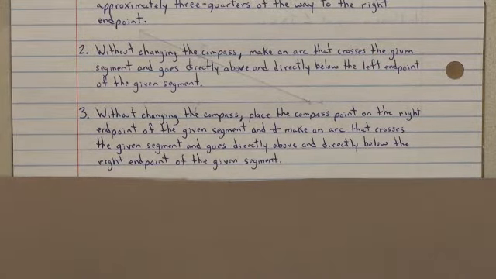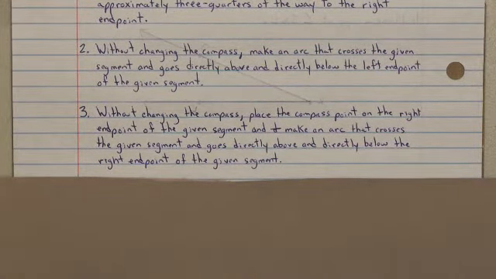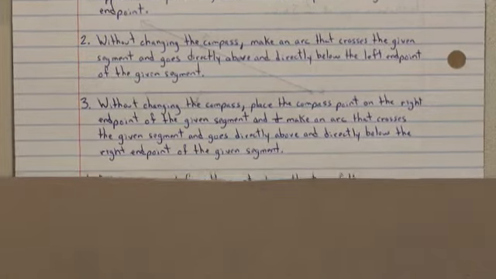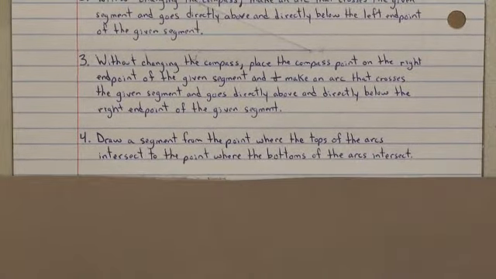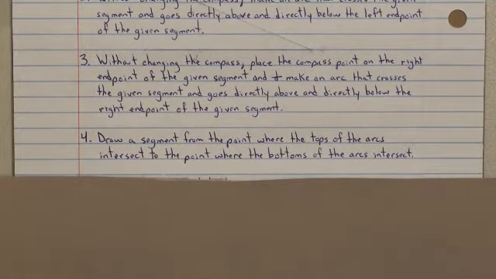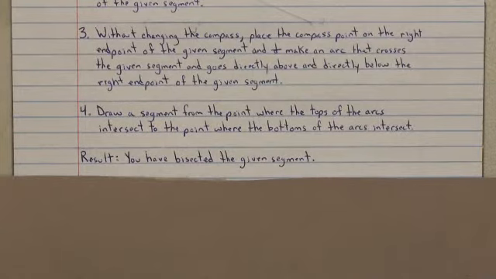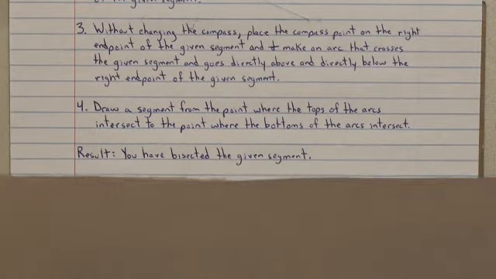Okay? Number 3. Without changing the compass, place the compass point on the right endpoint of the given segment and make an arc that crosses the given segment and goes directly above and directly below the right endpoint of the given segment. And the final step, number 4, draw a segment from the point where the tops of the arcs intersect to the point where the bottoms of the arcs intersect. And the result will be that you have bisected the given segment. Okay?